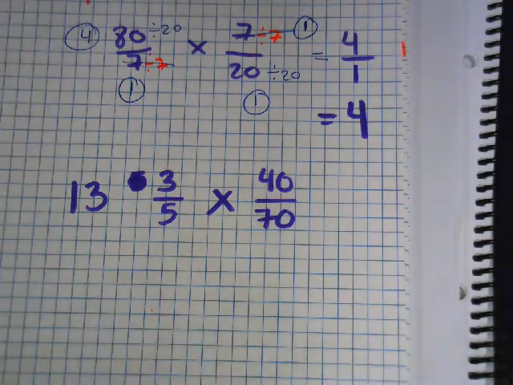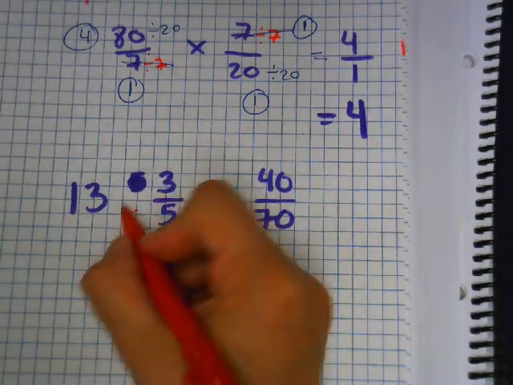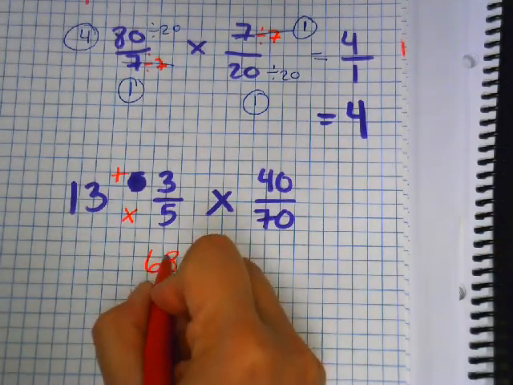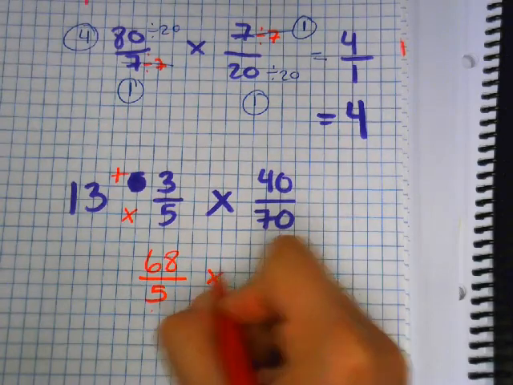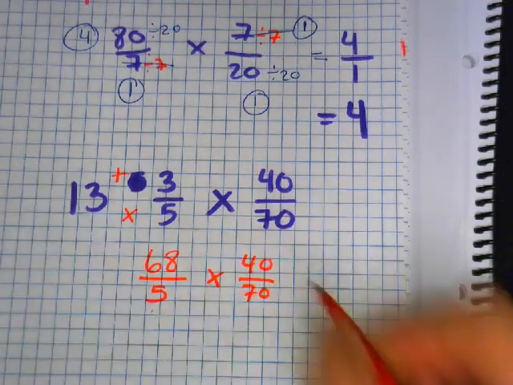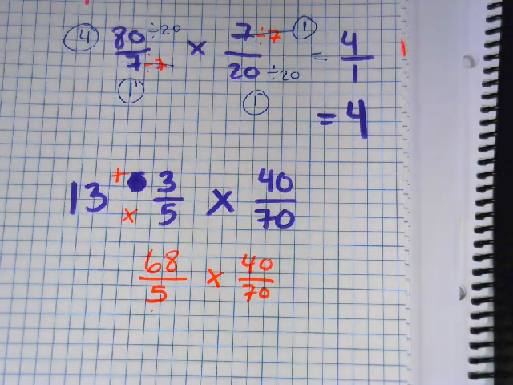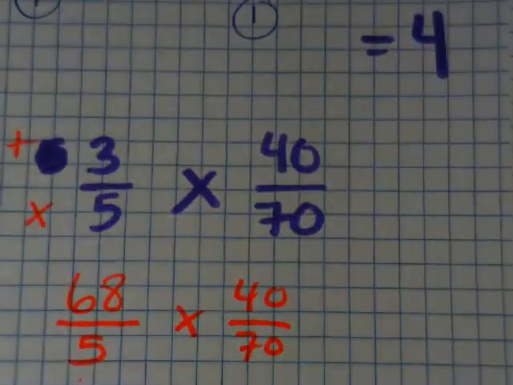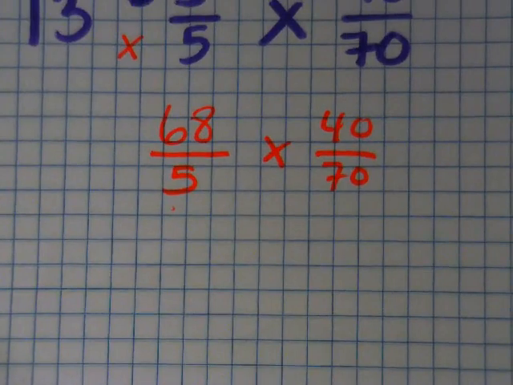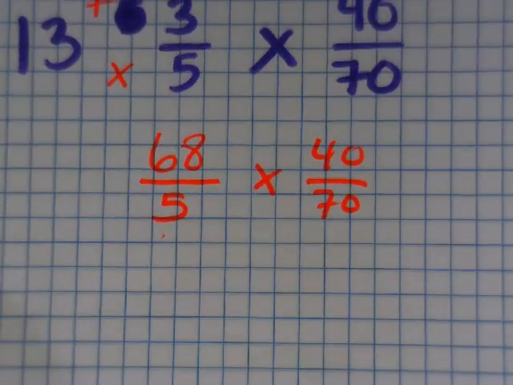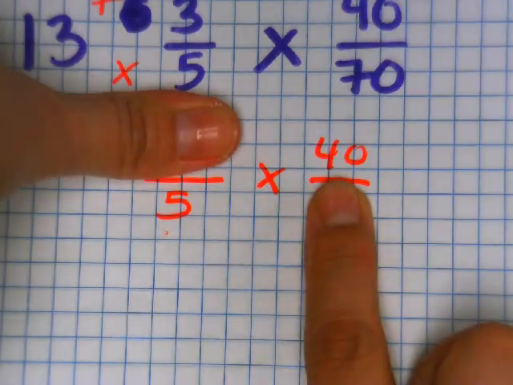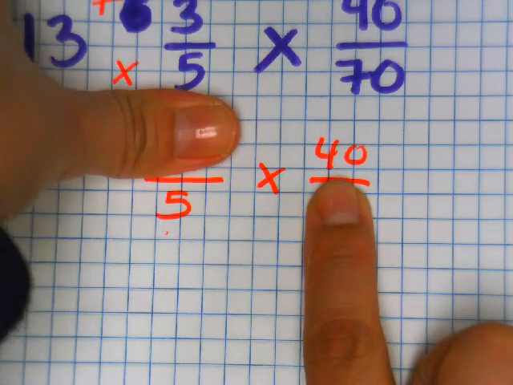All right, what's 13 times 5 plus 3? So you have 68 over 5 times 40 over 70. Do you really want to do 68 times 40? No, I don't even want to. I'm a teacher. So I'm going to simplify the corners. This was the easiest corner: 5 and 40. What can I divide 5 and 40 by? 5. Divide both by 5.